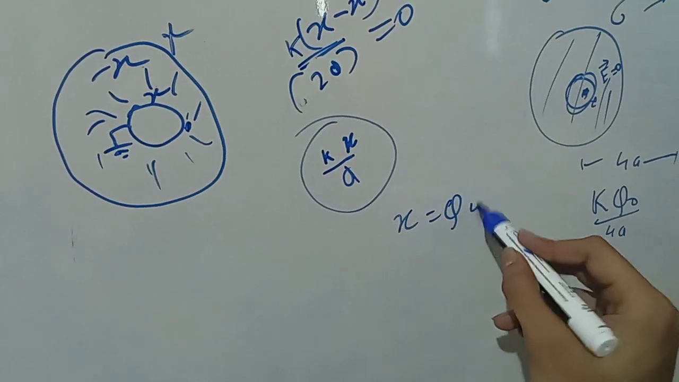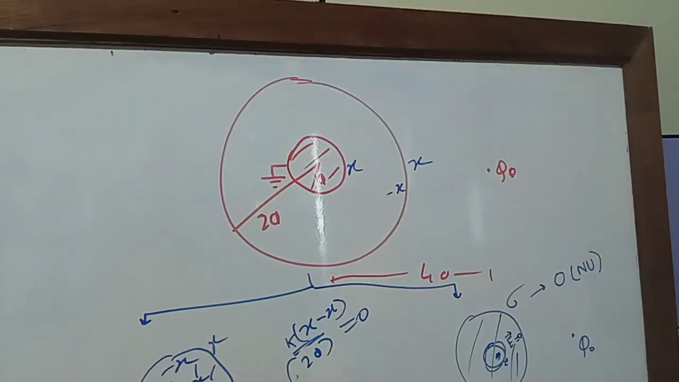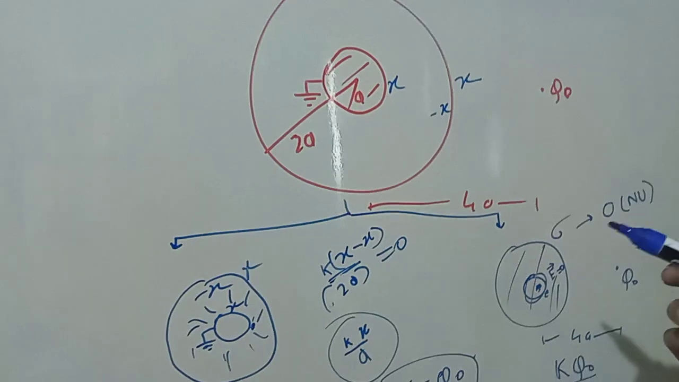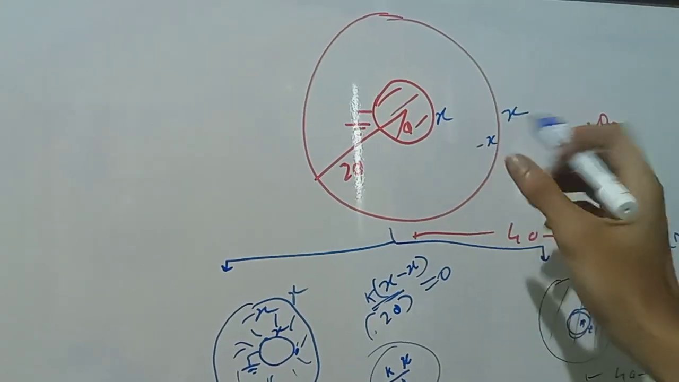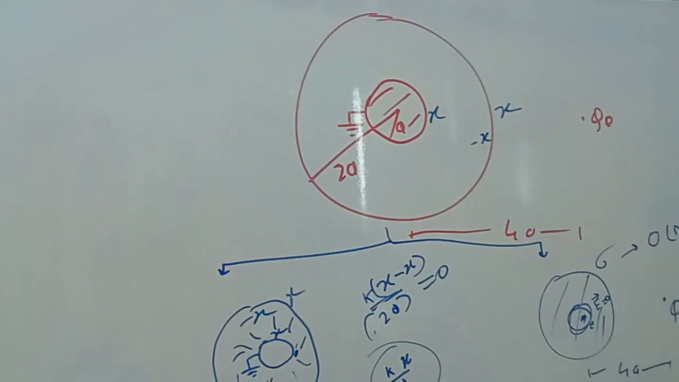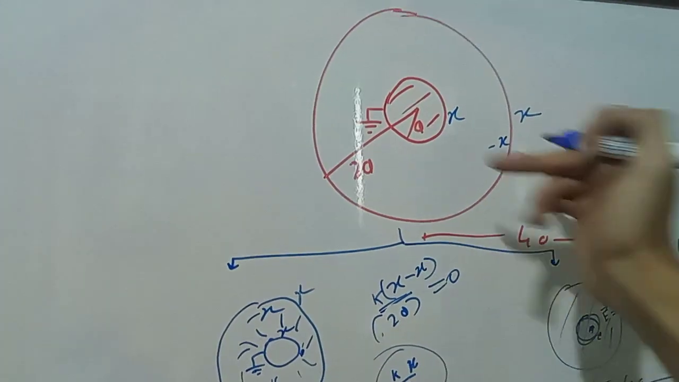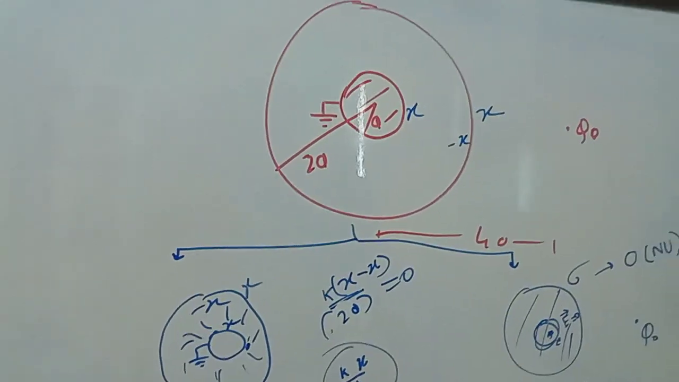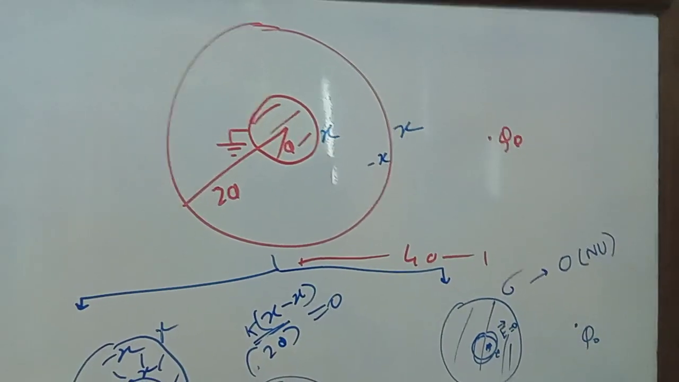x equals q naught by 4. There was also a very easy way, directly from here, because the first part is easy: this q naught here would be the same everywhere as there. The field inside the solid sphere is obviously 0 because it's a metal, and it's a fundamental property of metal that the field is 0 inside.